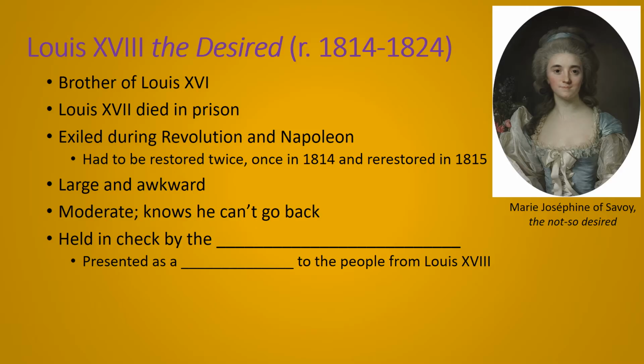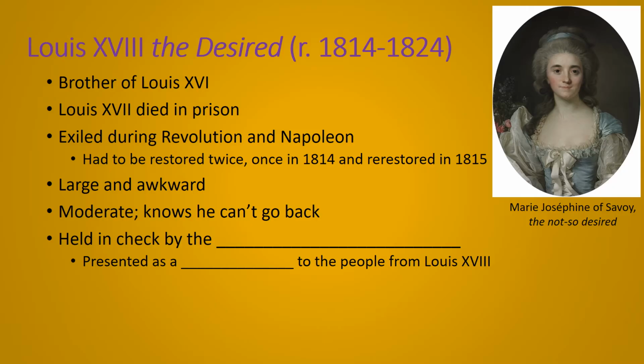Anyway, when he becomes king, he knows he can't turn back the clock. He can't be an absolutist. He can't go back to pre-revolutionary France. And so he's going to rule as a generally liked monarch, in part because he's going to be held in check by this thing called the Constitutional Charter of 1814.